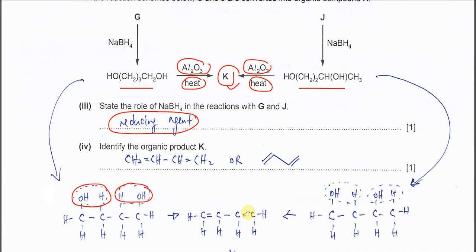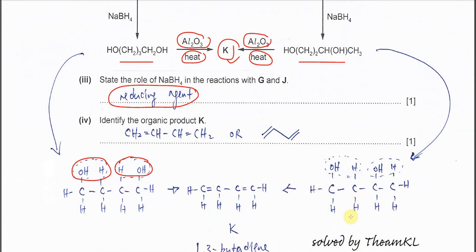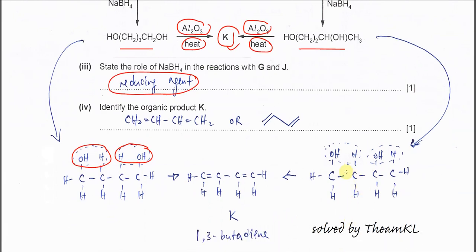In order for this second alcohol to form the same compound K, this OH and this H need to be removed, and this H and this OH need to be removed together. So therefore it will form the same compound K. That's how the thing works.